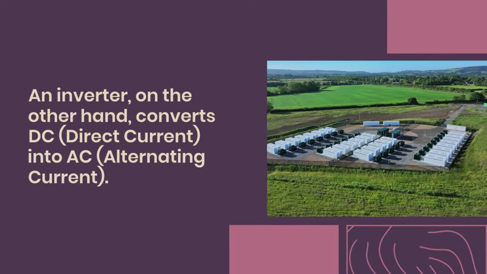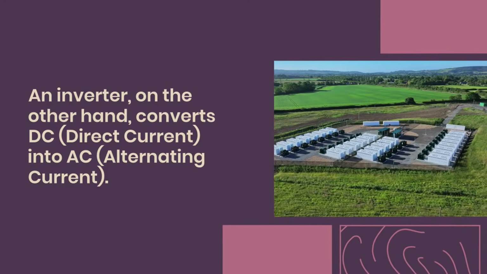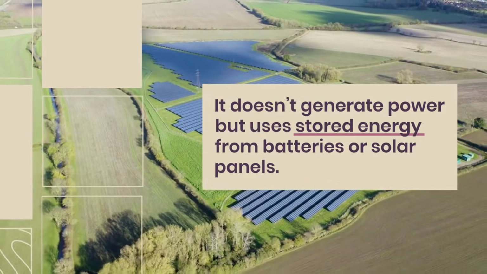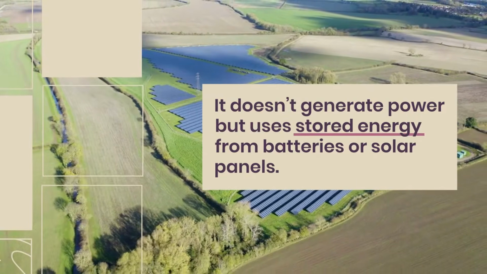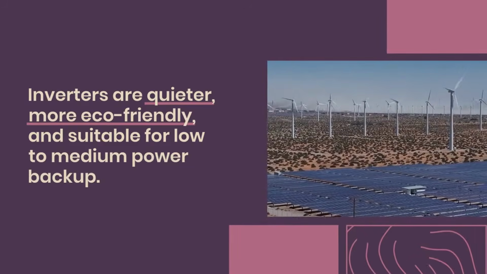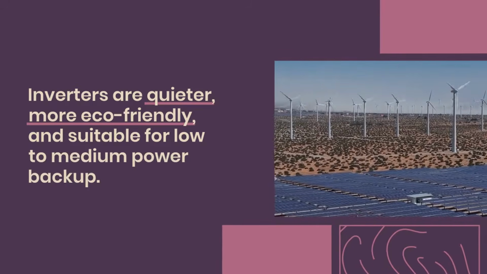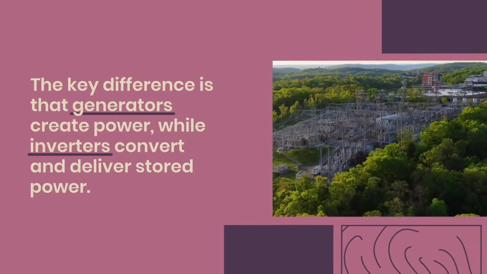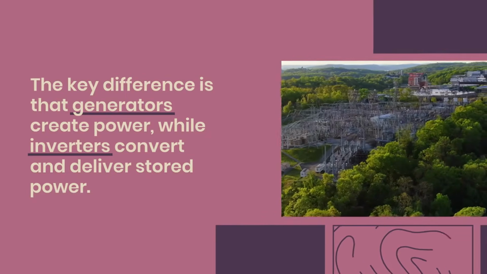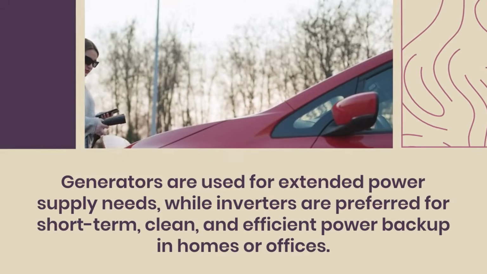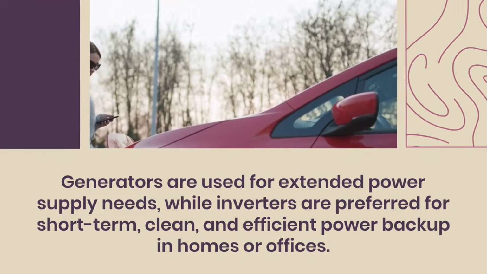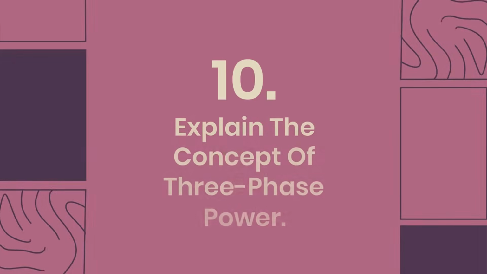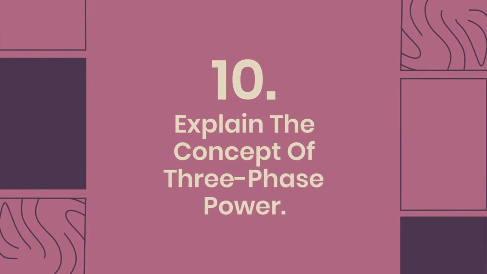An inverter, on the other hand, converts DC, direct current, into AC, alternating current. It doesn't generate power but uses stored energy from batteries or solar panels. Inverters are quieter, more eco-friendly, and suitable for low to medium power backup. The key difference is that generators create power, while inverters convert and deliver stored power. Generators are used for extended power supply needs, while inverters are preferred for short-term, clean, and efficient power backup in homes or offices.